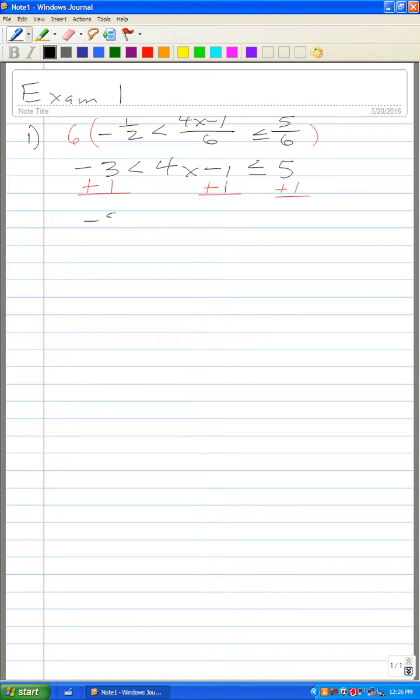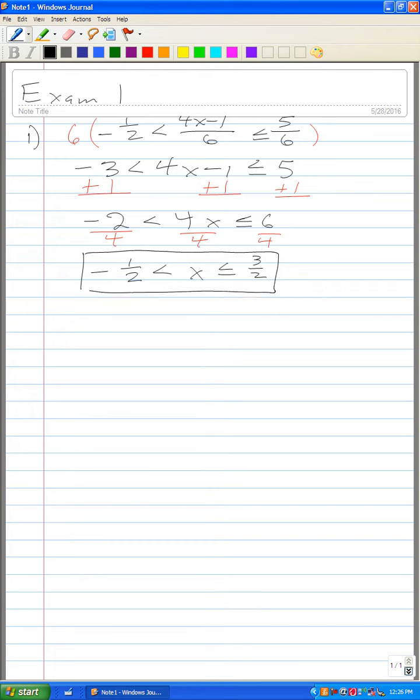And so I have negative 2 less than 4x less than or equal to 6. Let me divide every term here by 4. And so I have negative 1/2 less than x less than or equal to 3/2. Let me graph this.